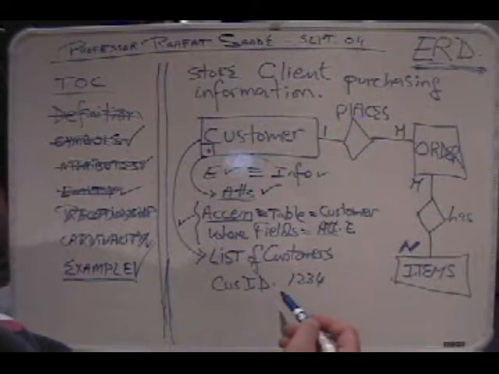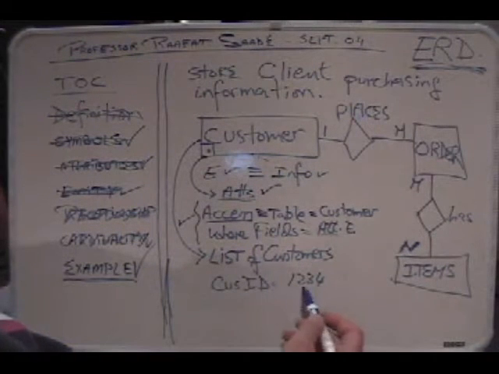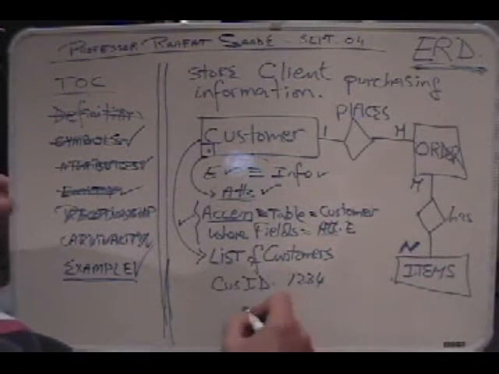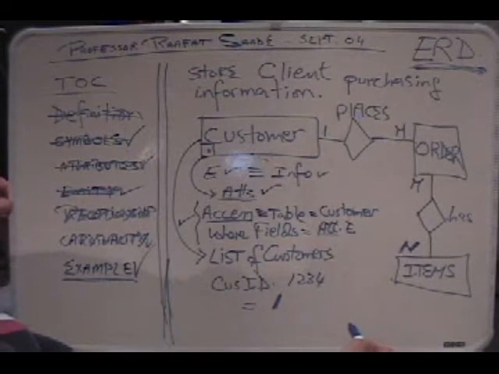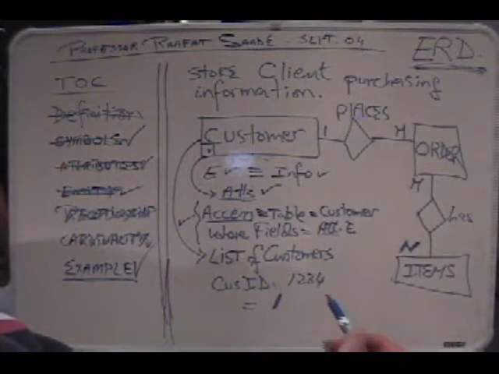How many records would contain the customer 1, 2, 3, 4? And the answer is 1, and only 1. Because you have a list of your customers and you have the same customer. No matter how many orders they place, it's the same customer.